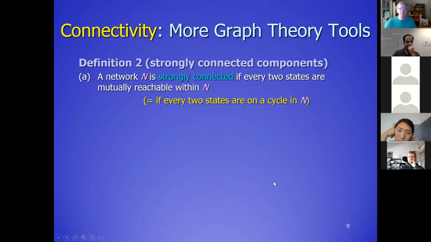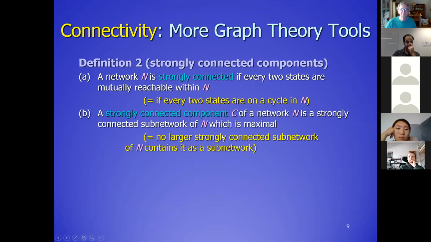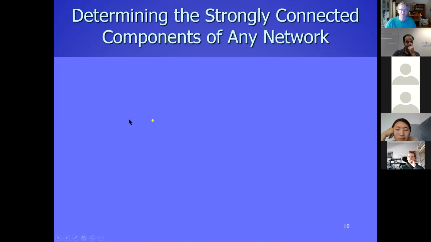So then we come back to the definition of strongly connected components. That's just the same as we already had earlier. And on Friday, especially, I have explained the notion of strongly connected components. So they can be determined by picking a state and then adding all states on cycles through that state. So I showed it like this.